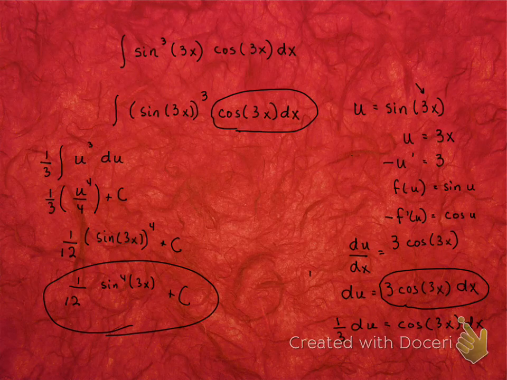Okay, I just looked at example 6. Example 6 had sine squared of 3x, and I wrote sine cubed of 3x, okay? That's why my answer does not match what's in the book, because I wrote the problem with a power of 3 instead of a power of 2. So my work is correct with my power of 3, and our dx's match. Again, it's the method.